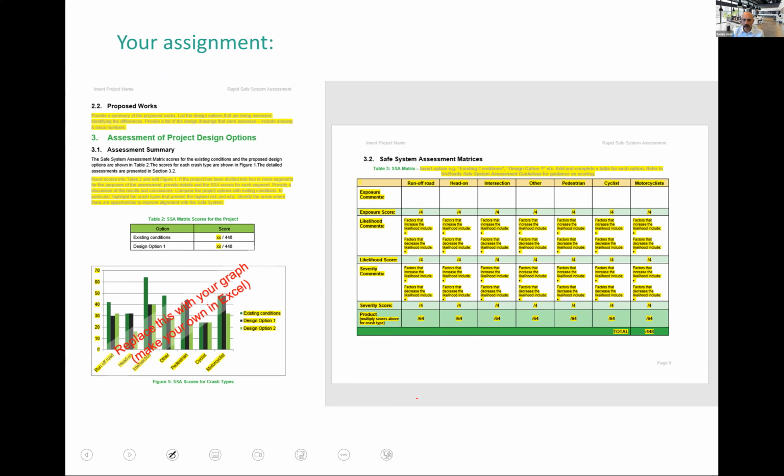You're going to be given a site near your house or your office or whatever address you gave us. It's going to have a design. So you're going to look at the existing conditions. Then you're going to look at the design. You're going to score the existing conditions. You're going to score the design. You're going to fill out the matrix. You're going to fill out the report, and you're going to submit that.